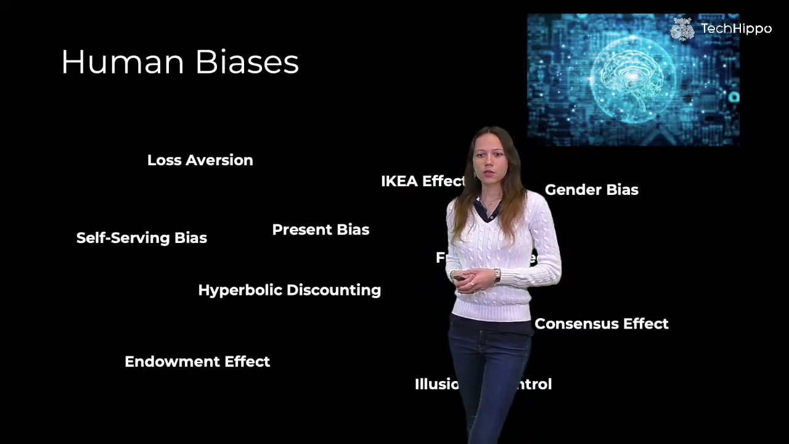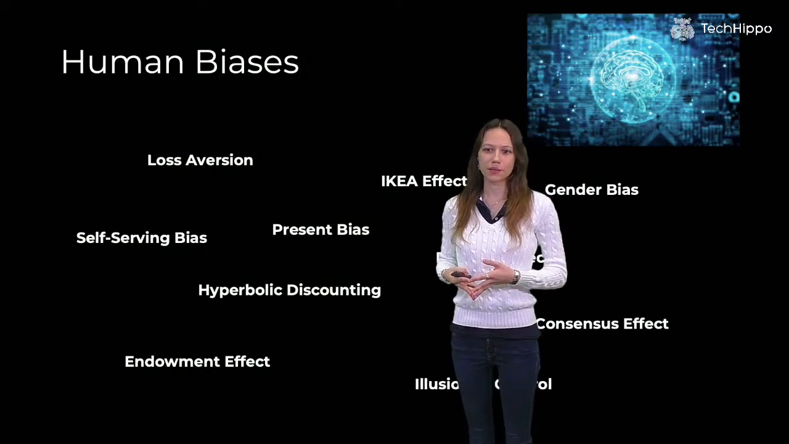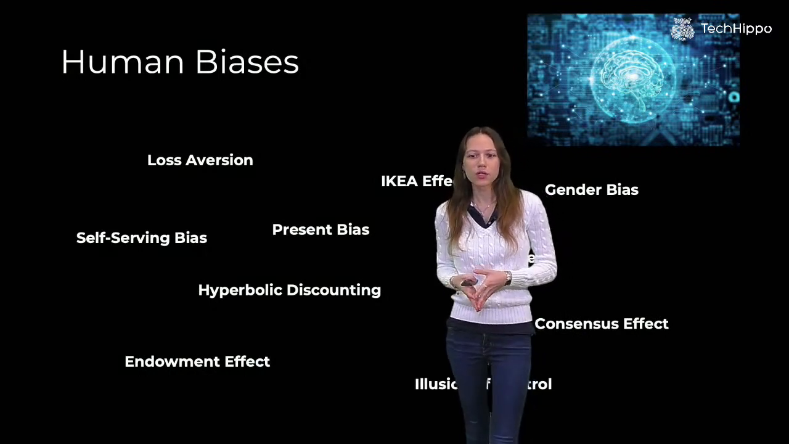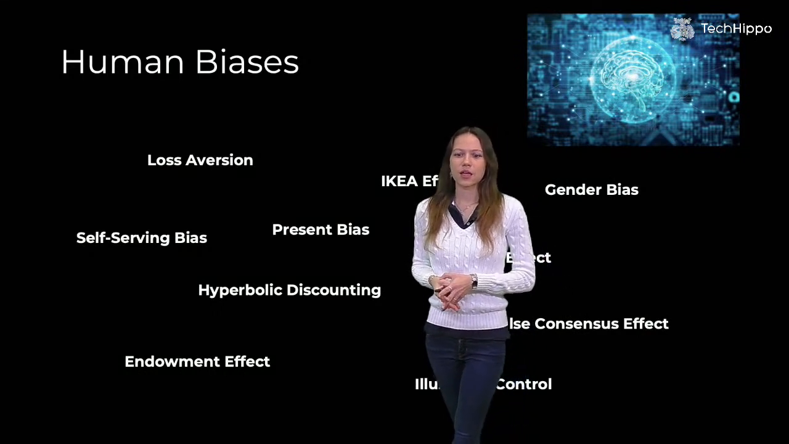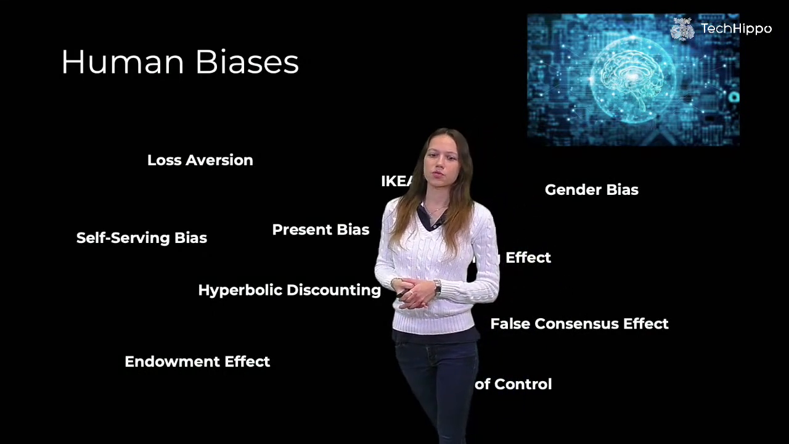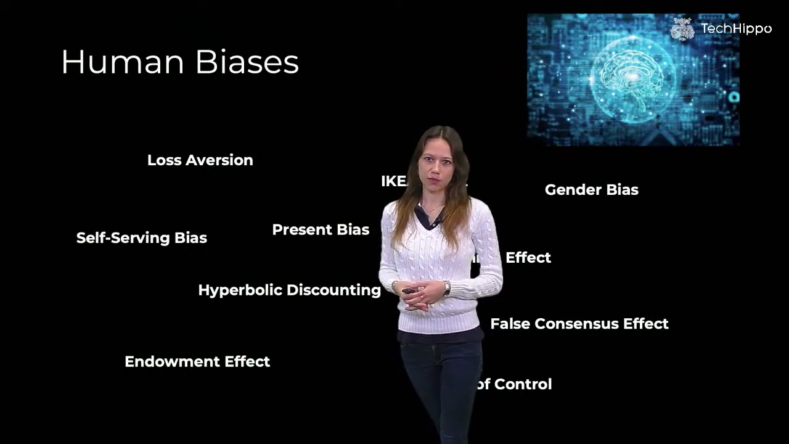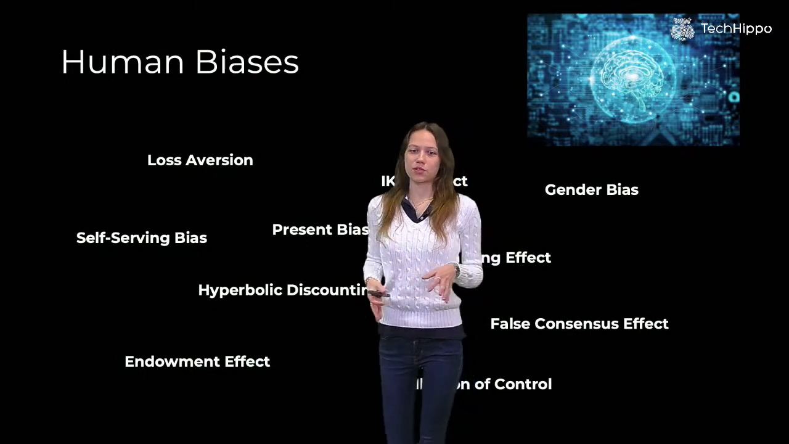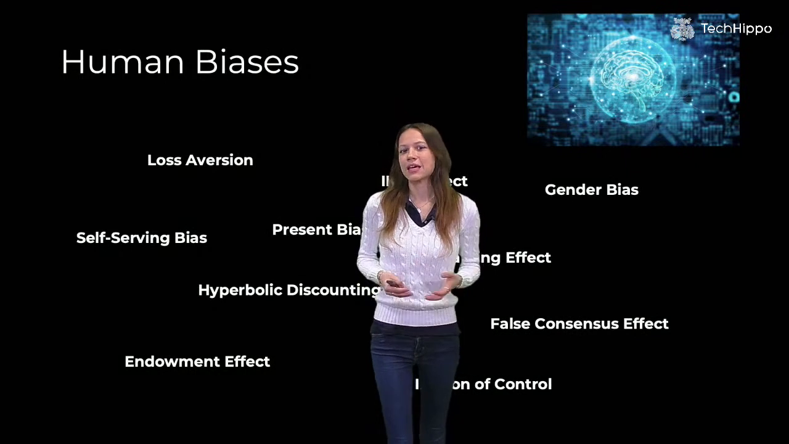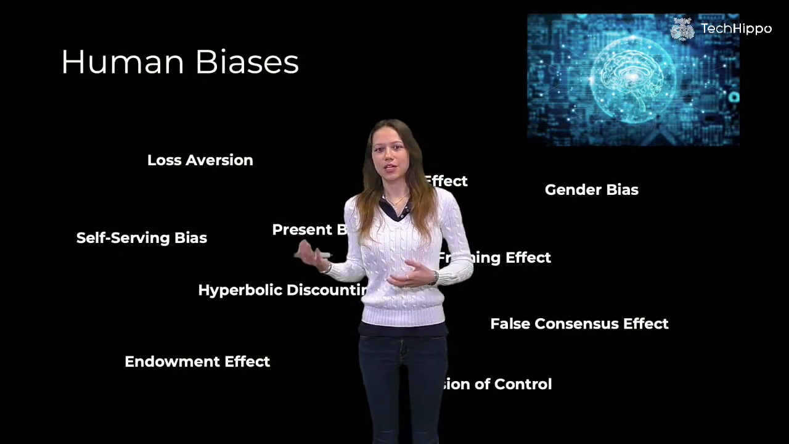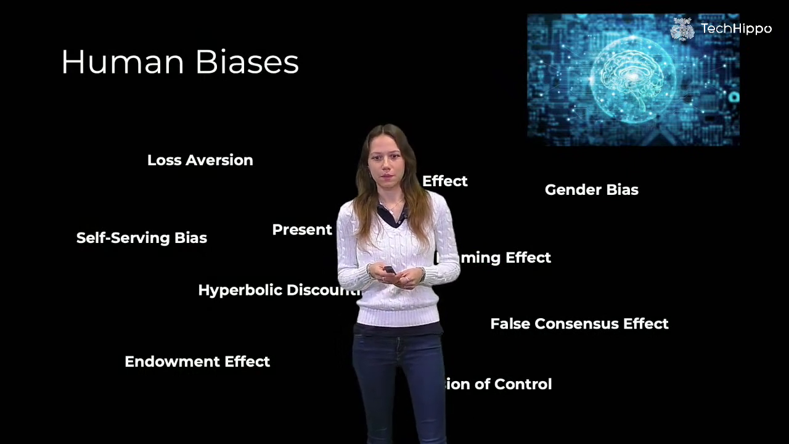Other examples could be illusion of control. I think this is very self-explanatory. It's a tendency to overestimate one's degree of influence over external events. Or the false consensus effect, which means the tendency for people to overestimate the degree to which others actually agree with them. And I could go on here forever. There are so many human biases, and some of them are more explored, some less, but there are very prominent ones like gender bias, but there are also time biases, and there are many, many of them.